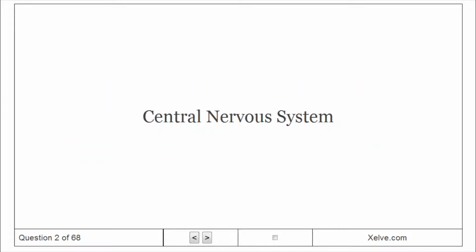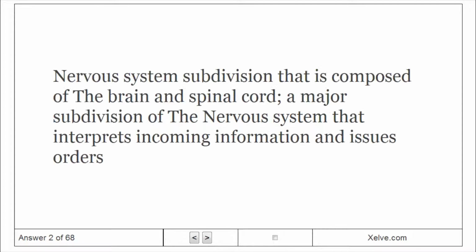Central nervous system. Nervous system subdivision that is composed of the brain and spinal cord, a major subdivision of the nervous system that interprets incoming information and issues orders.